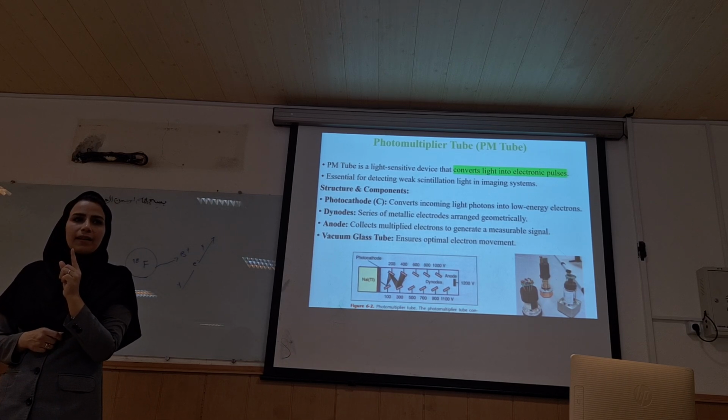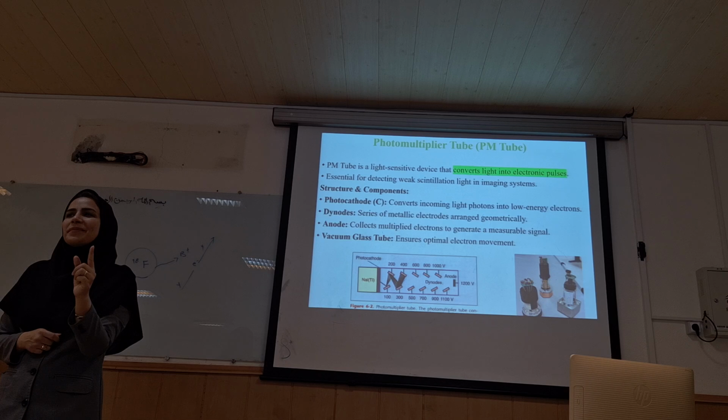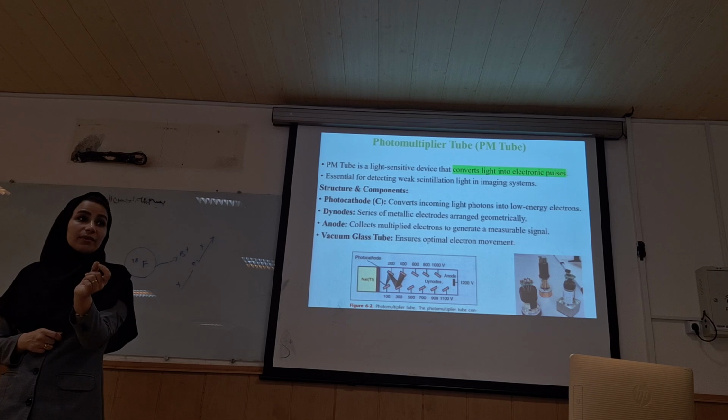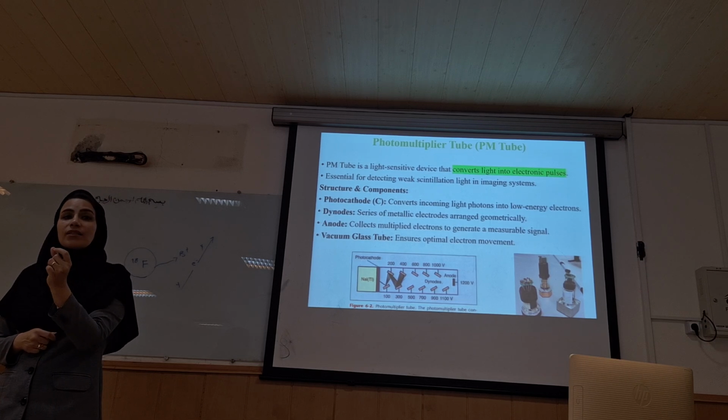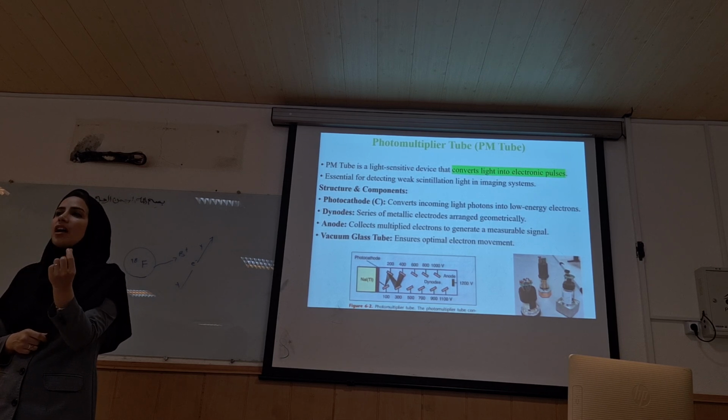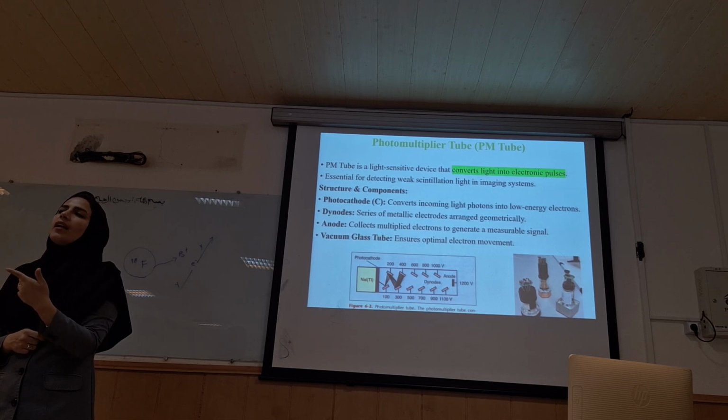What is the role of the crystal? To change the gamma ray into light. This is the role of the crystal. What is the role of the photocathode? To change light photons into electrons.